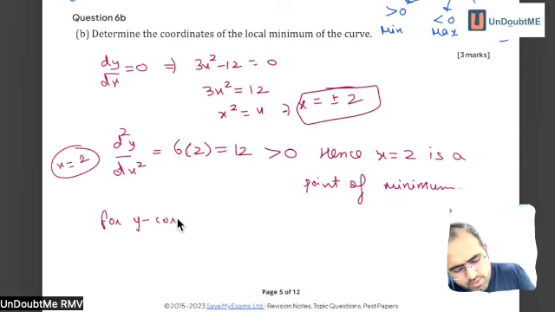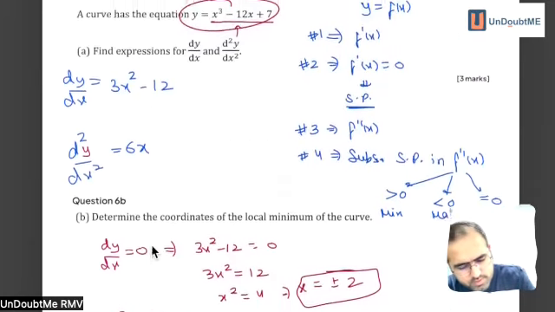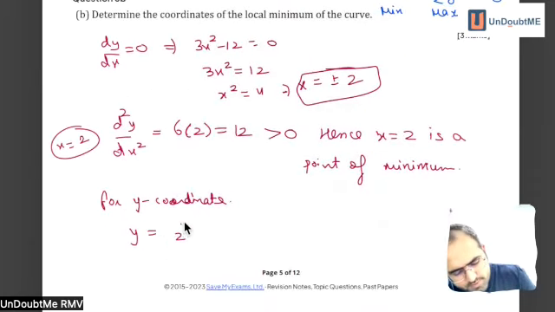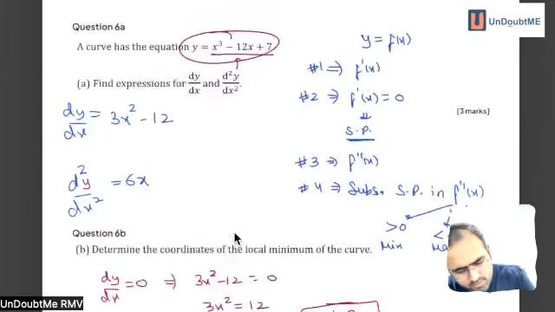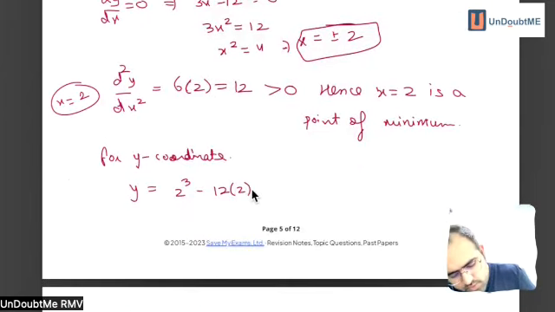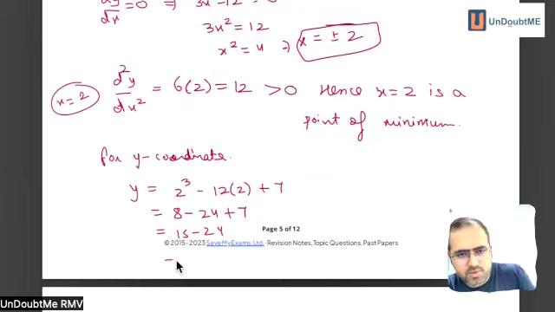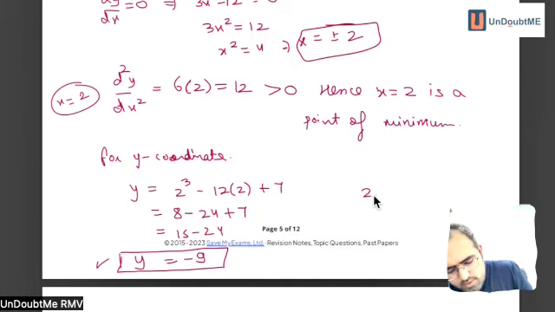For the y coordinate, y will be equal to 2 cubed minus 12 times 2 plus 7. That is 8 minus 24 plus 7. 8 plus 7 is 15, minus 24 will be minus 9. y is minus 9. So we just write 2 comma minus 9. That's fine. That will be the final answer.